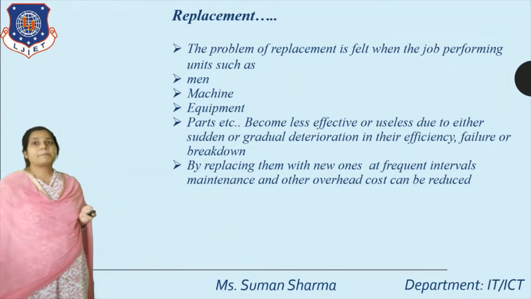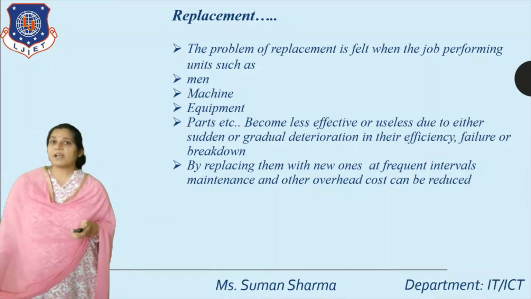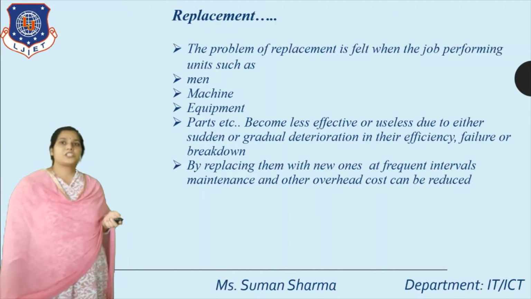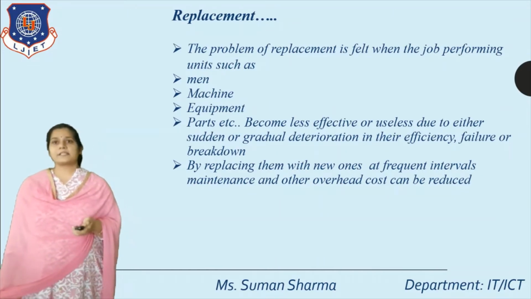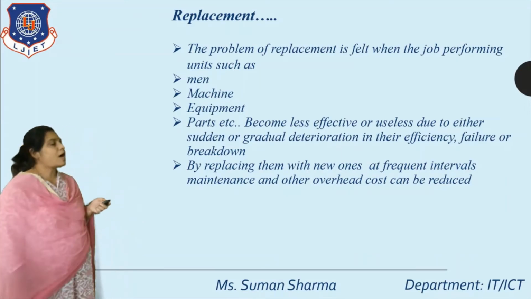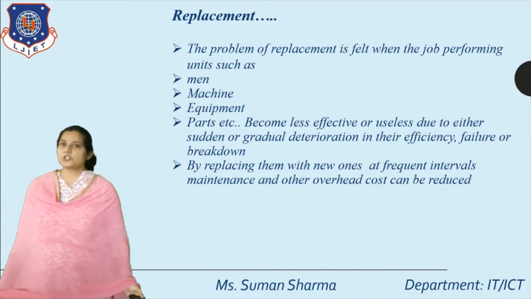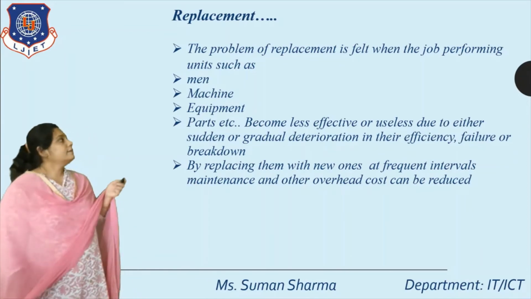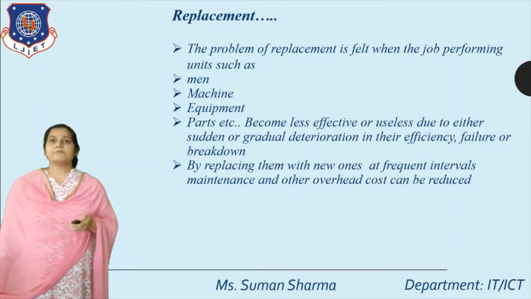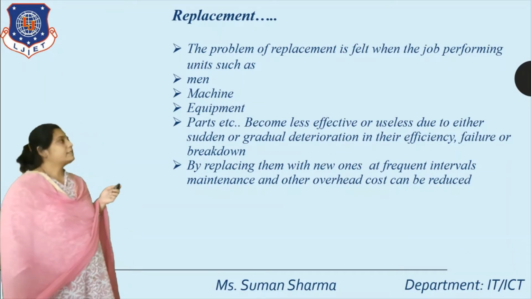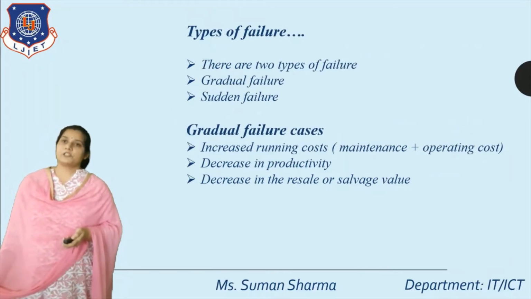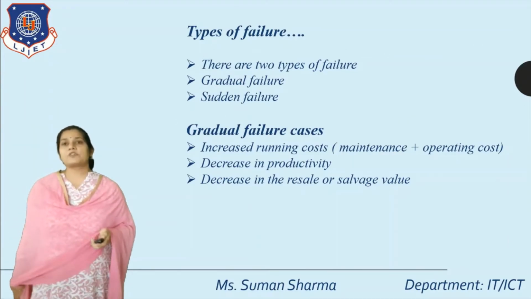So, why do we use the replacement? The problem of replacement is felt when the job performing units, such as man, machine, equipment, parts, etc., become less effective or useless due to either sudden or gradual deterioration in their efficiency, failure or breakdown. By replacing them with new ones at frequent intervals, maintenance and other overhead costs can be reduced. So, we have 2 types of failure.